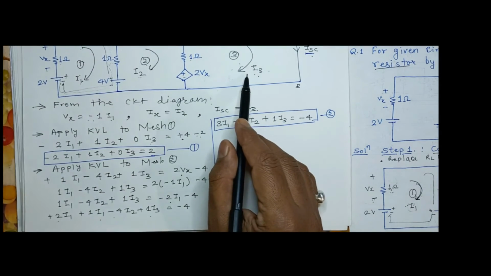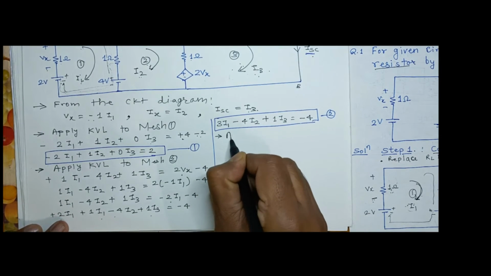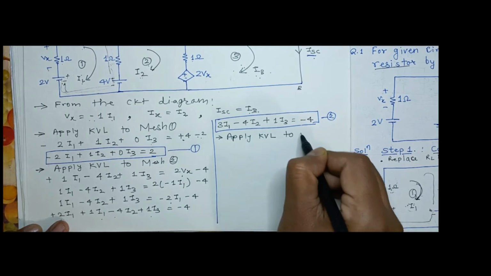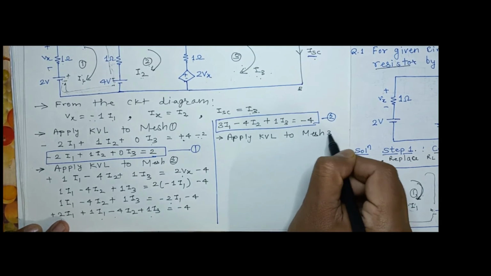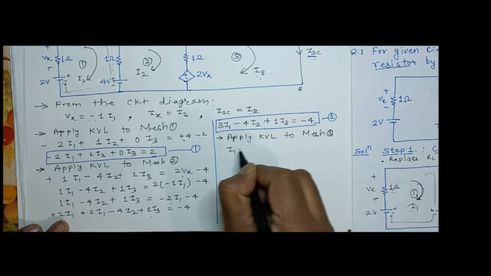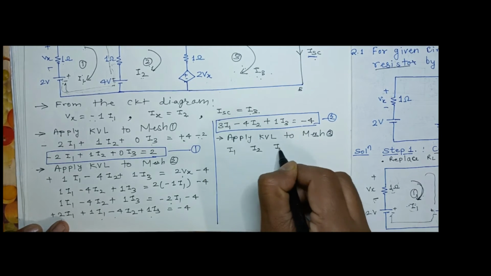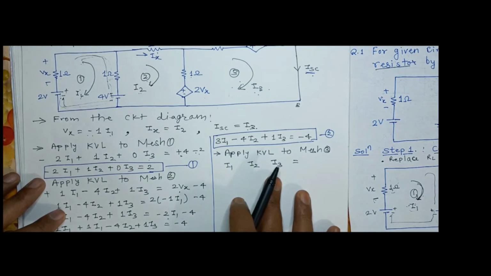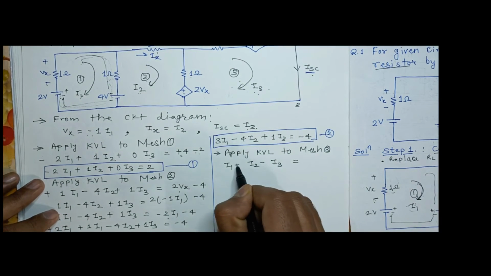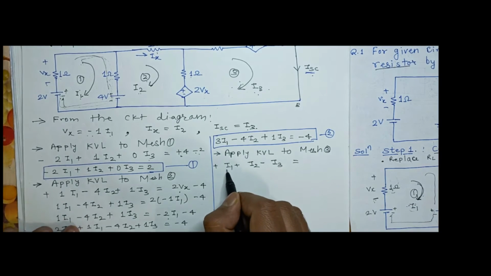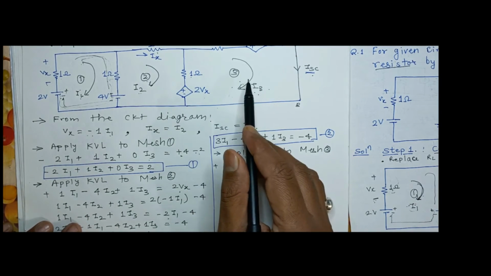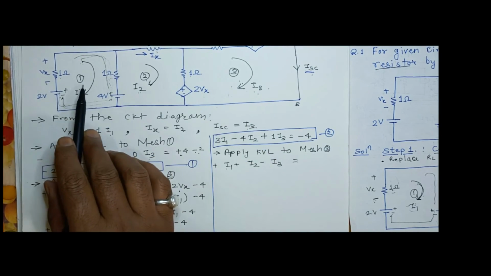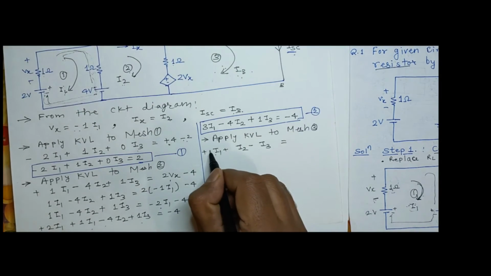Next we have to apply the KVL to mesh 3. So next apply KVL to mesh 3. So again I will write I1, I2 and I3. We are applying the KVL to mesh 3. So here you can see it will be negative, remaining all will be positive. Now we need to write down the magnitude. In mesh 3, is current I1 passing through any resistance? No, because I1 current is here and mesh 3 is here, so it will be 0.